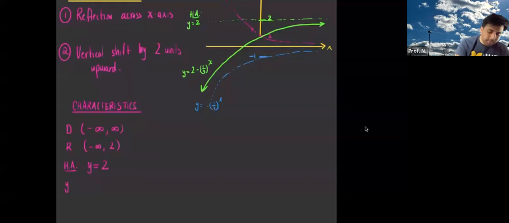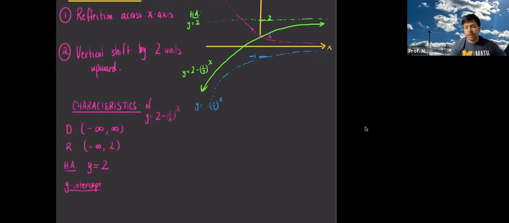What's my y-intercept of this new function? So these are the characteristics of y equals 2 minus 1/3 to the x. The domain is all real numbers. The range is negative infinity to 2. The horizontal asymptote is y equals 2. The y-intercept, Andrew, is not 0, comma... wait, actually it is. Sorry.